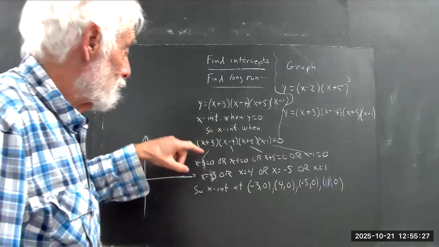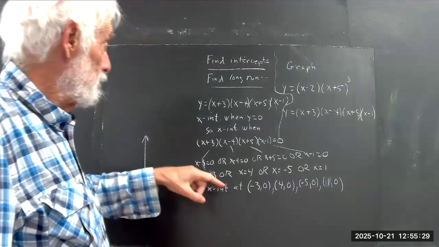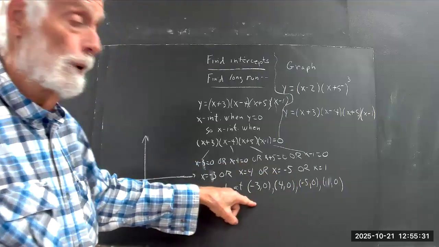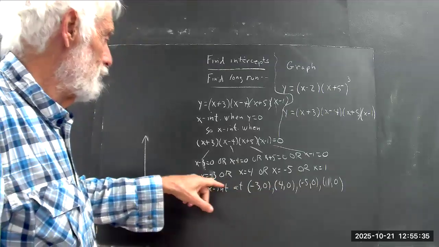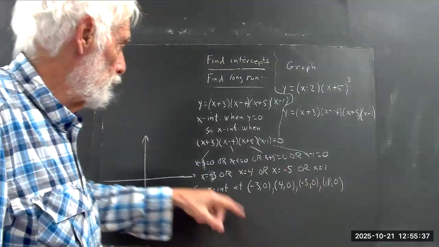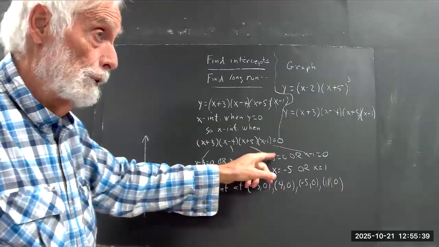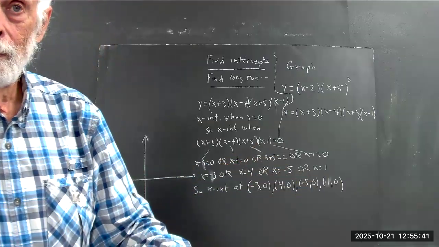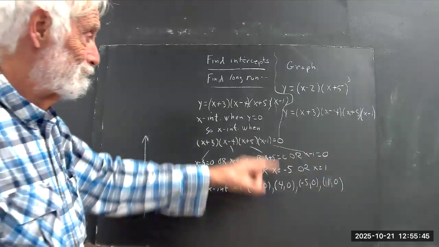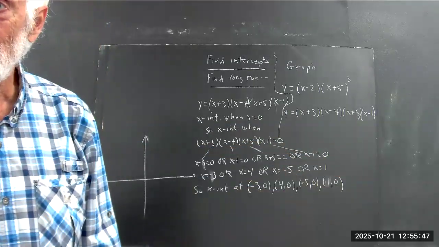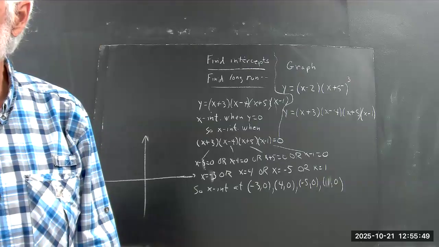Also, y can't be 0 for any numbers except these. Because for any numbers except -3, 4, -5, 1, none of these is going to be 0. And if none of them are 0, then when you multiply them together, you're not going to get 0, and you're not going to get a point on the x-axis. Okay?